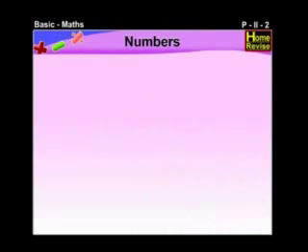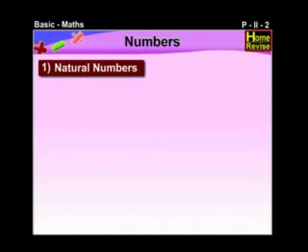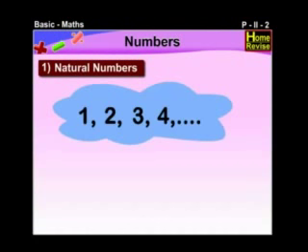Friends, numbers play an important role in mathematics. Let us take more information about numbers. The first number type, natural numbers. You know the numbers 1, 2, 3, 4 that are used for counting. This group of numbers, that is 1, 2, 3 and so on, is called natural numbers.